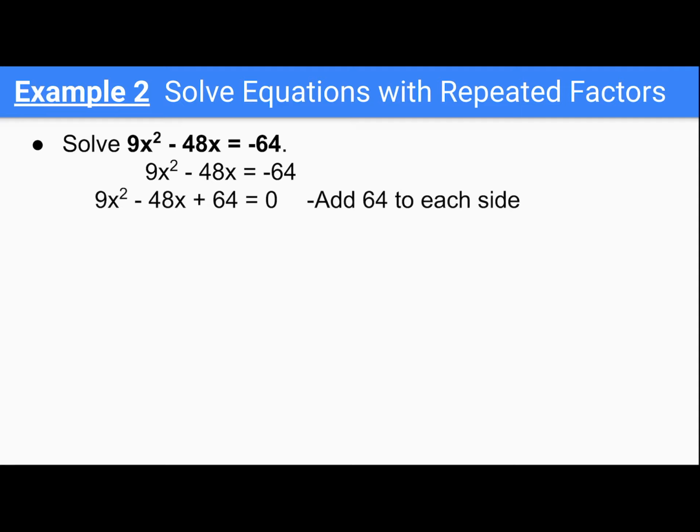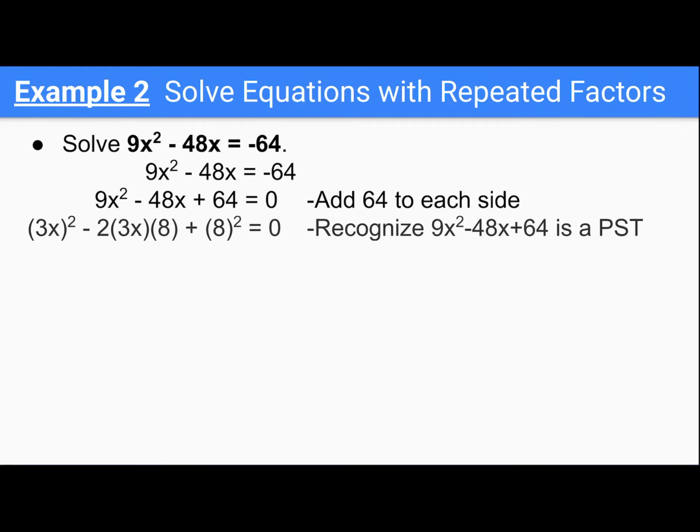Then I have to ask myself, is this a perfect square trinomial? Is my first term a perfect square? The square root of 9x squared gives me 3x, so the answer to that is yes. And then you ask yourself about your last term. Is that a perfect square? The square root of 64 is 8, so yes. And then is your middle term 2 times a times b? So 3x times 8 times 2, does that give me negative 48x? The answer is yes. So I'm going to recognize this as a perfect square trinomial.